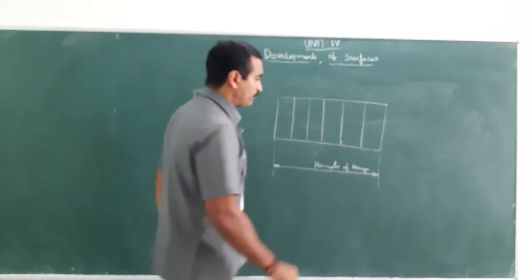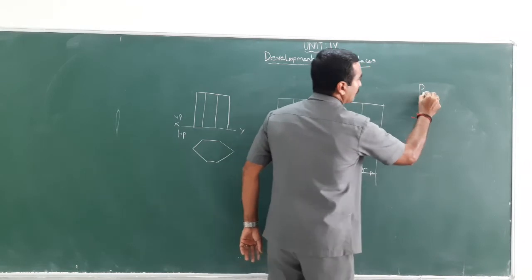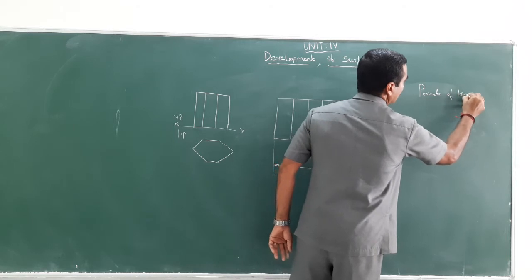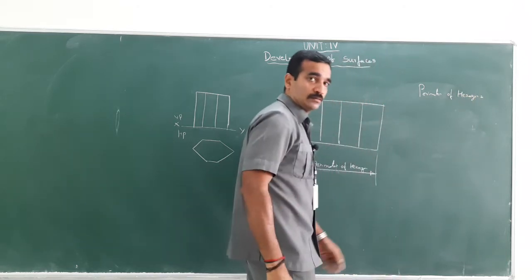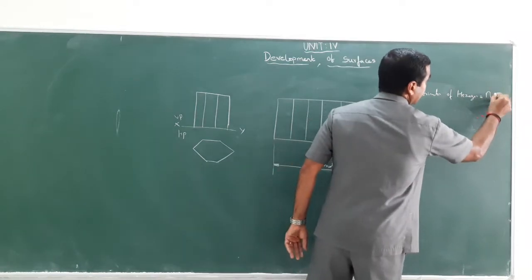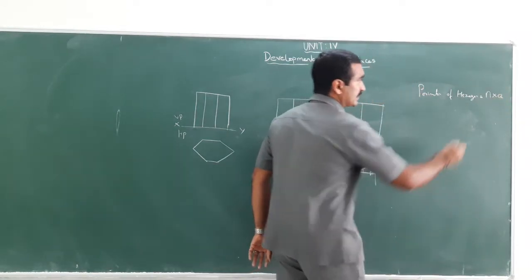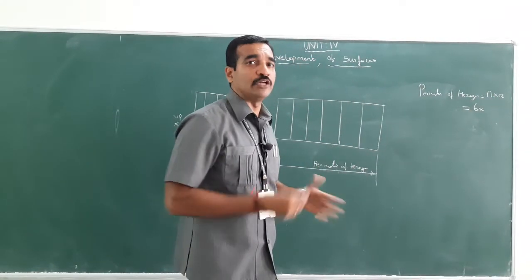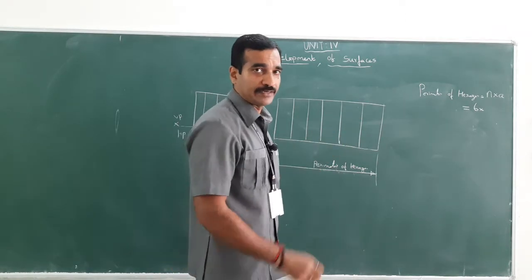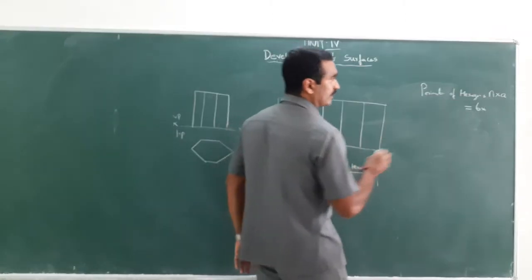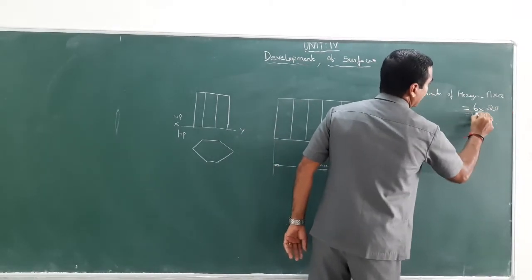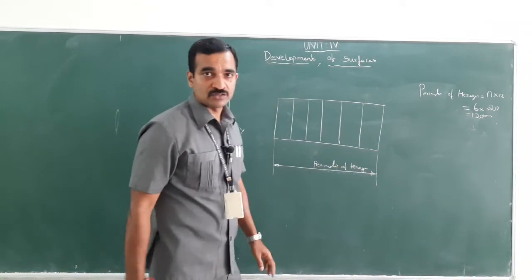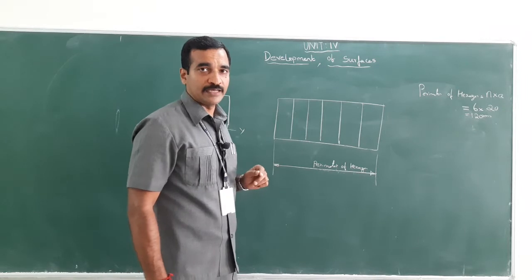So what is the perimeter formula for a hexagon? How many sides does it have? It has 6 sides. That means n into a. N is nothing but the number of sides, 6. A is nothing but the side dimension, that is 25 mm side or 25 mm edge, or 20 mm or 30 mm, whatever. So assume if it is a 20 mm side, then it could be 120 mm. This is the length of the lateral surfaces of the development for the hexagonal prism.